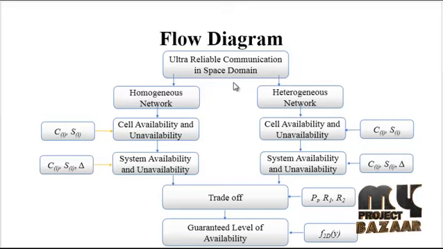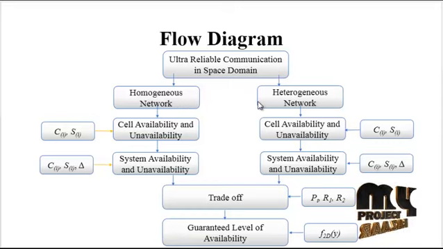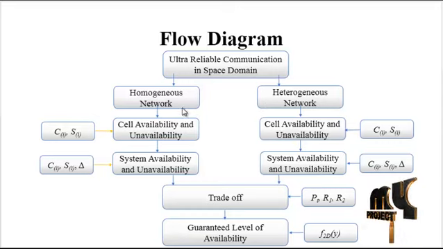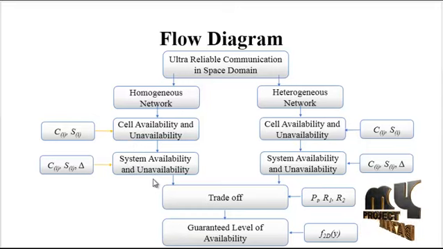Then it will be split into two groups. One is the homogeneous network, and the other one is the heterogeneous network. In the homogeneous network, first of all the cell availability and unavailability will be estimated. If the cell is available, the network will transmit. If the cell is unavailable, the network will not transmit. Then the second stage of the project: after the cell availability, we have to find out the system availability and unavailability.